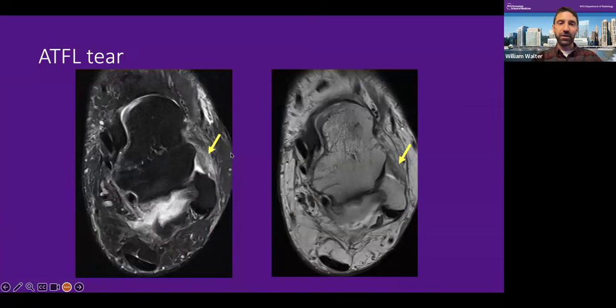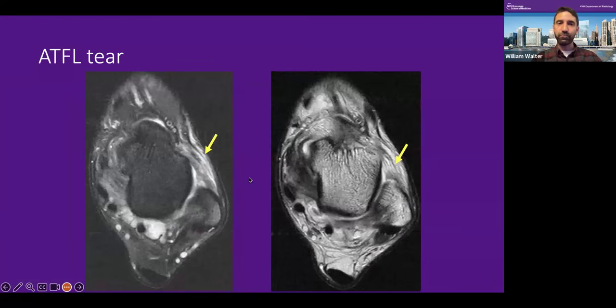These all look the same, another acute ATFL tear. On the proton density sequence here, the main feature is that it's indistinct and kind of has fuzzy borders. We don't really see normal fibers here because that ligament has torn. Another acute ATFL tear, lots of edema around the indistinct ligament.